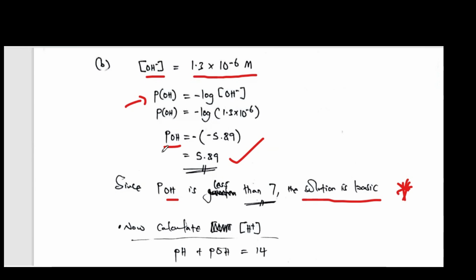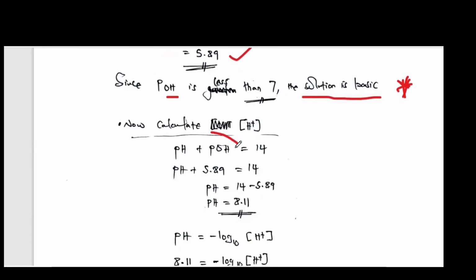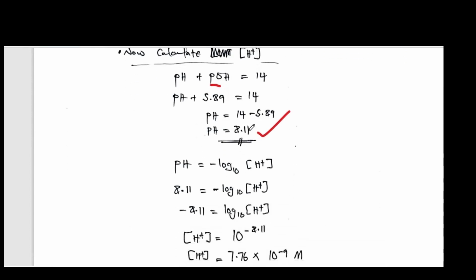So now that we've calculated our pOH, we can calculate our pH, okay? Okay, so pH plus pOH is equal to 14. We know the value of this guy. We get our pH as that, okay? Then from the value of the pH, we can calculate the concentration of the H plus, okay? So I put the value of the pH there, 8.11 is equal to minus log 10 concentration of H plus.